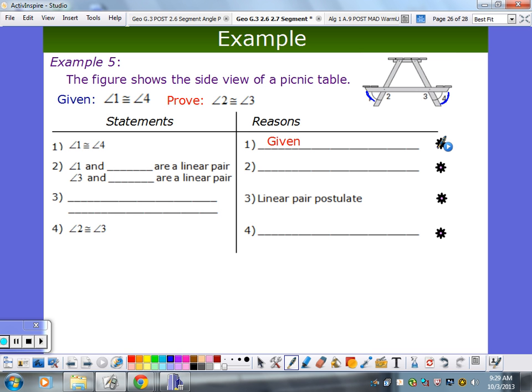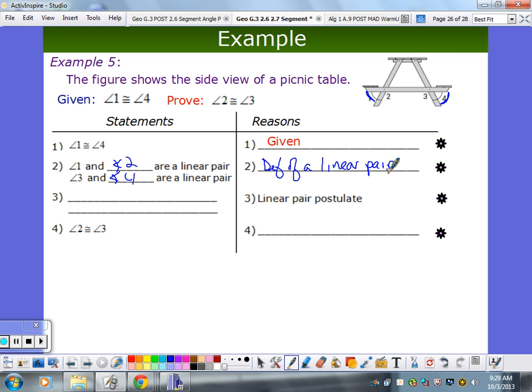Which one? Angle 2. And angle 3 and angle what are a linear pair? 4. Why? That's what a linear pair is. Right? You can see it in the diagram. So now what? My reason they're giving me is the linear pair postulate. So where am I going next? Yeah, where am I going?